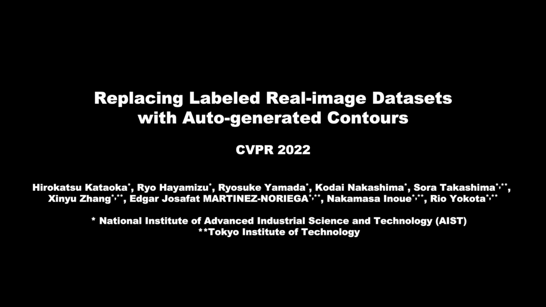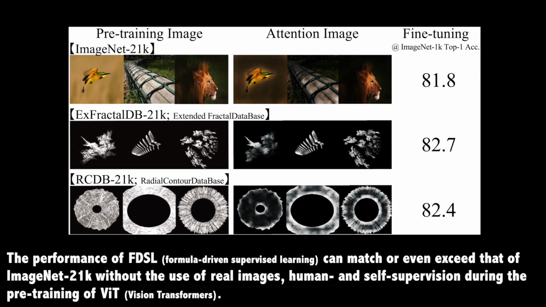Replacing labeled real image datasets with auto-generated contours. The performance of formula-driven supervised learning can match or even exceed that of ImageNet 21K without the use of real images, human and self-supervision during the pre-training of vision transformers.